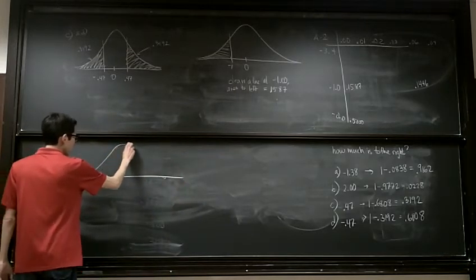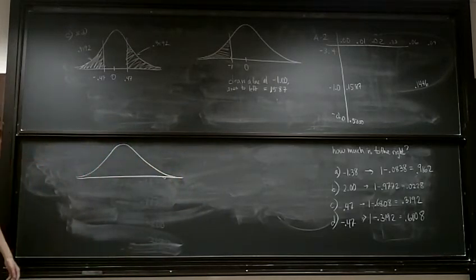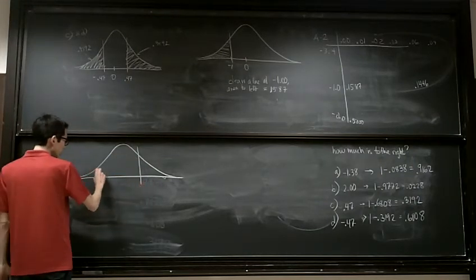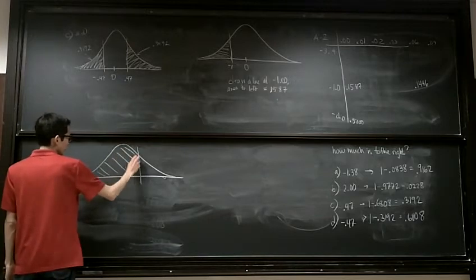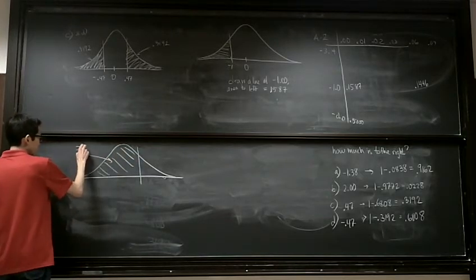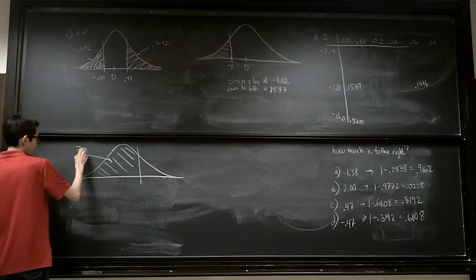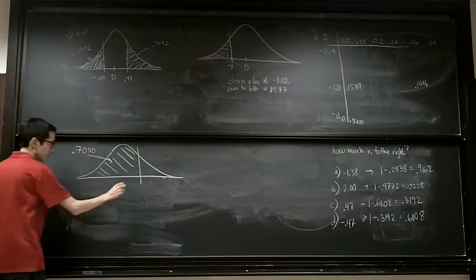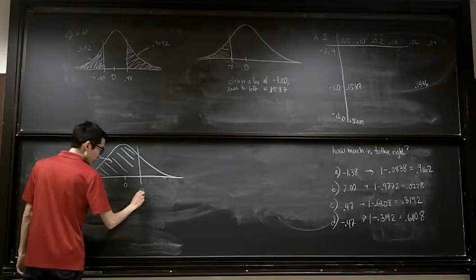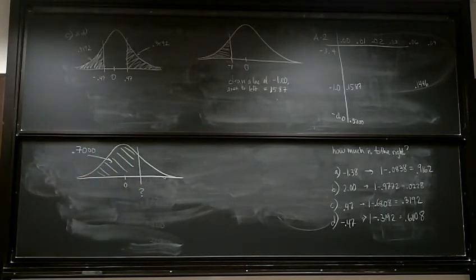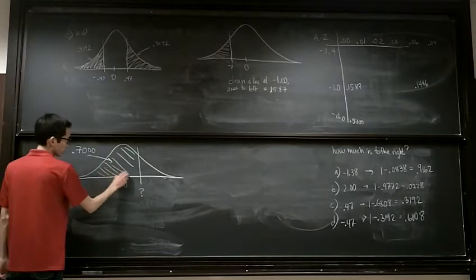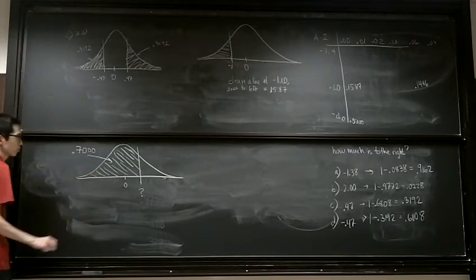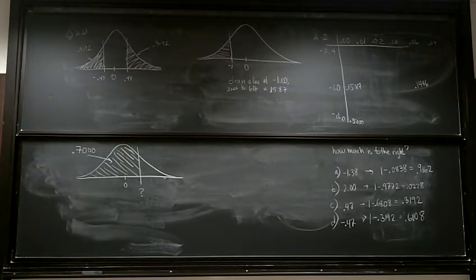Okay, what if I do this and say, right here I have 70%, 0.700 to the left. And I ask, where did I draw my number, or where did I draw this line? Can you guys tell me?